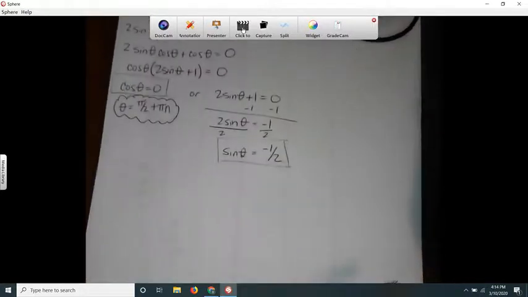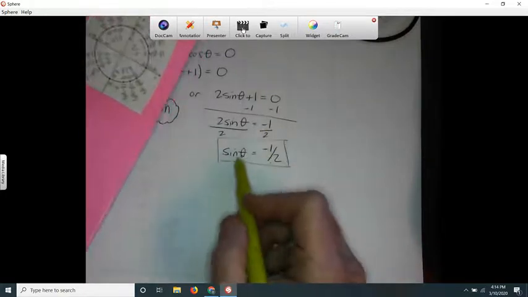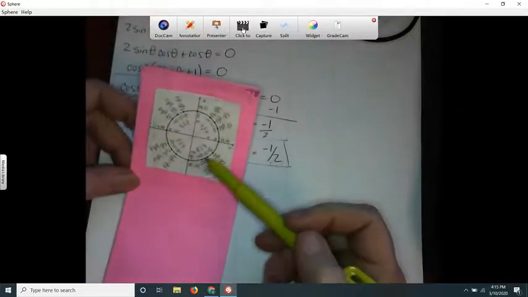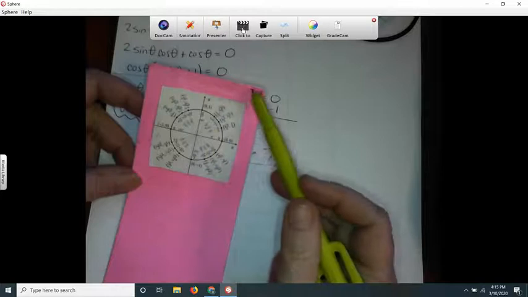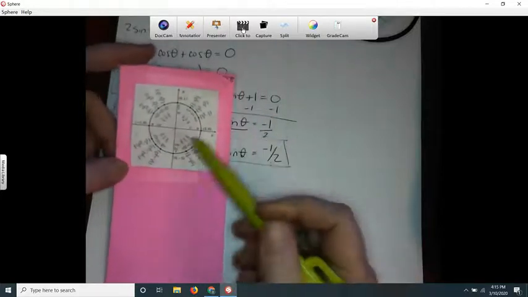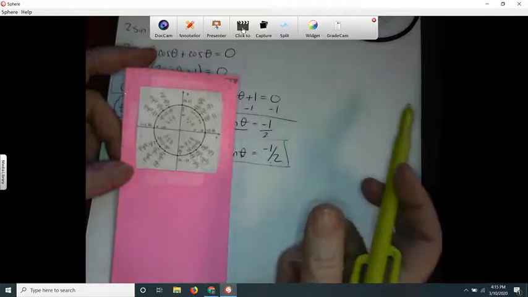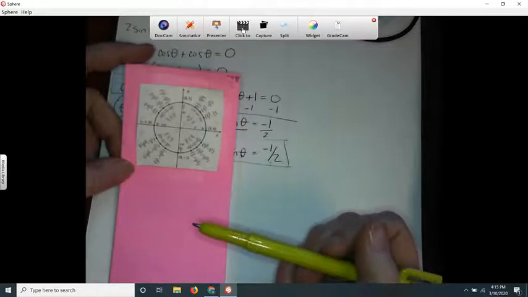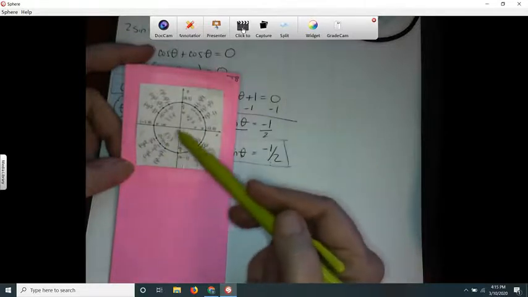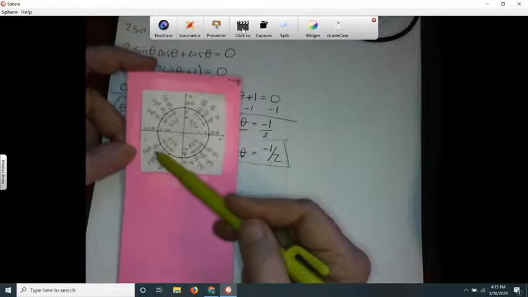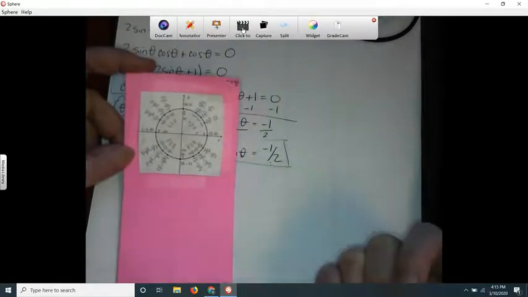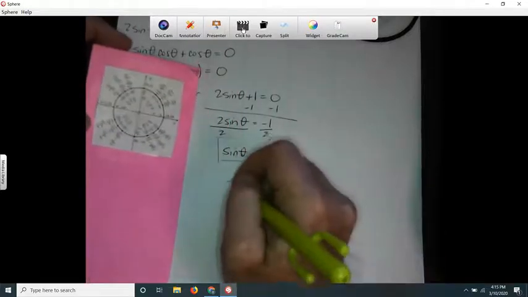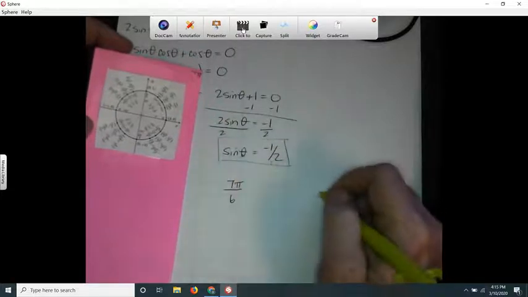There are 2 places on the unit circle where sine theta equals a half. Now sine is the y value. Oh, so sine has to actually be a negative half. So it's going to be down here and down here. And I think your answer book is wrong, because your answer book says it's pi over 6 and, I don't know, 7 pi over 6. I think it's 7 pi over 6 and 11 pi over 6, because that's where sine is negative half.